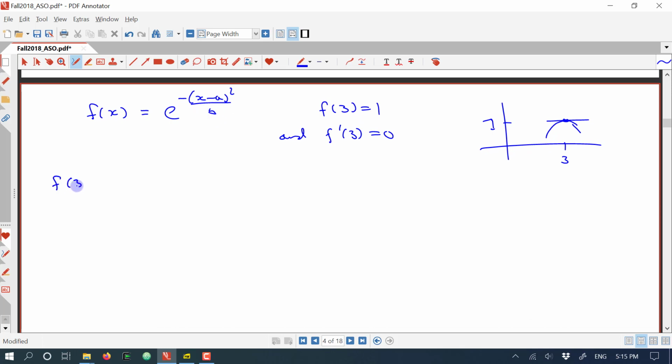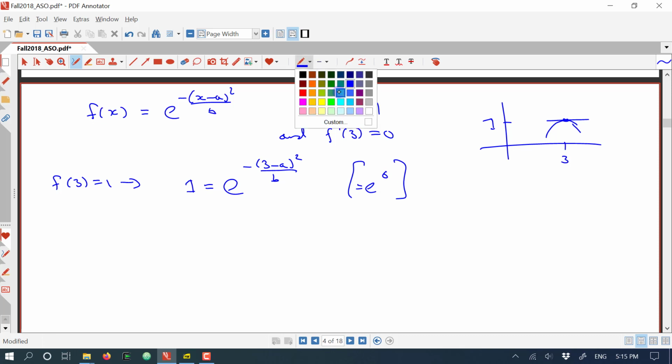So let's use f of 3 equals 1 first. If that is the case, then our function value is 1, and that'll equal what we get when we sub in x equals 3 into our formula here. So (3 minus a) all squared all over b. All right. So some people might just look at this and recognize that if we have 1 on the left-hand side, the right-hand side also has to equal 1, and the only way for that to occur is to have e to the 0. And that gives you an equation for the exponent there. If that's not immediately obvious, that's fine too.